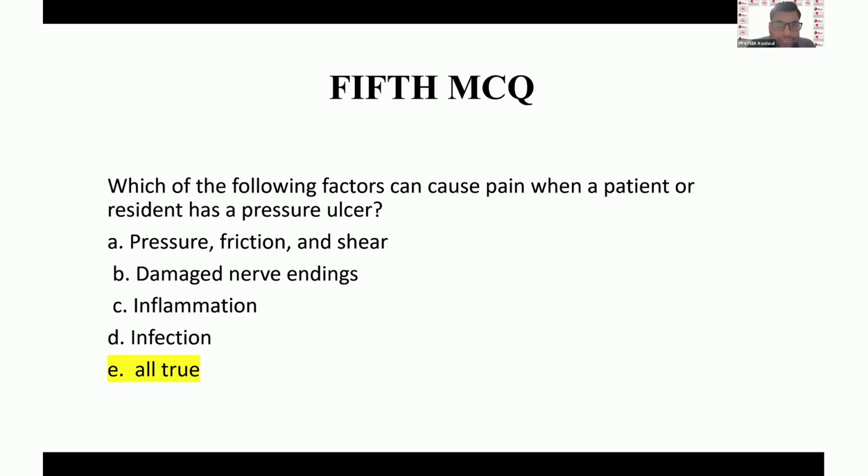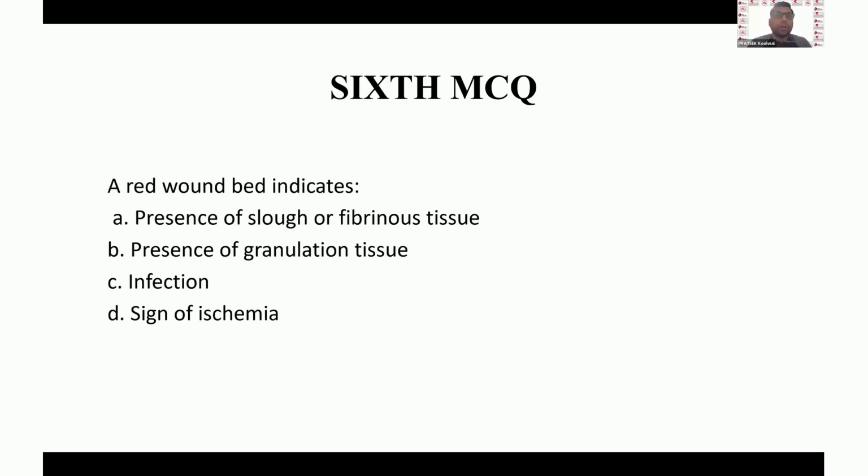Thank you, all participants. So next question, and mostly the last question. A red wound bed indicates what? This is something tricky. The options are: presence of slough or fibrinous tissue, presence of granulation tissue, infection, or sign of ischemia. A red wound bed indicates what?